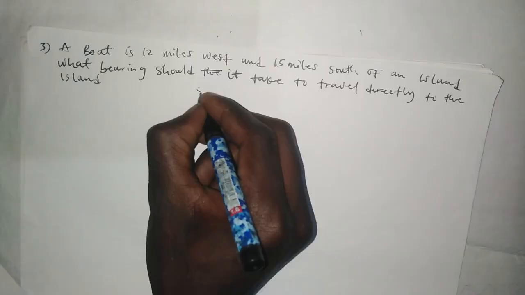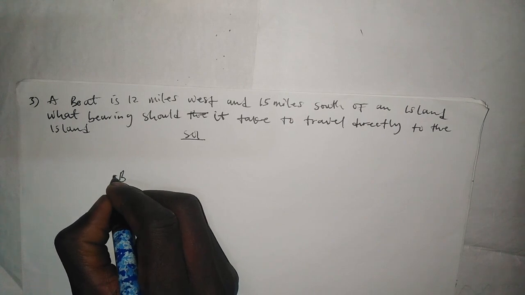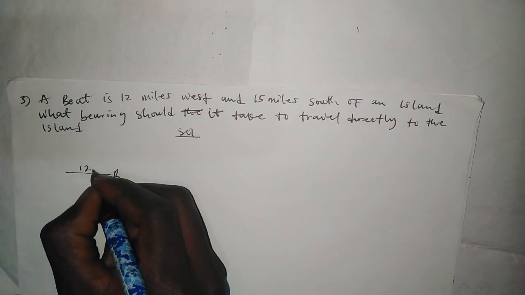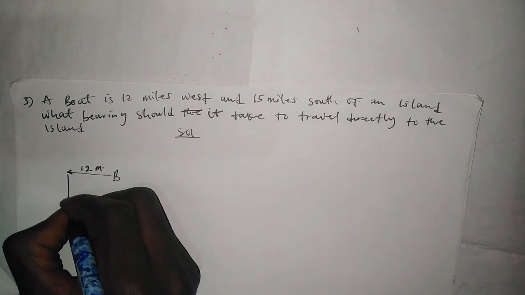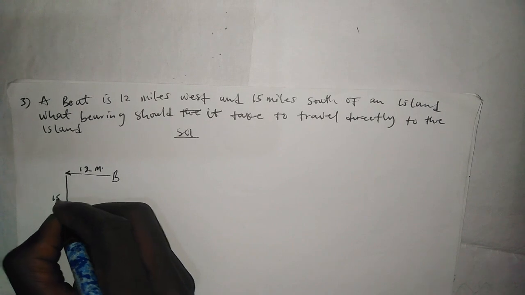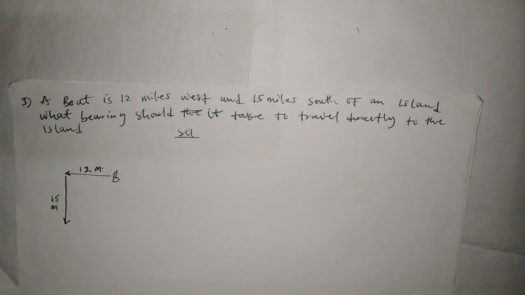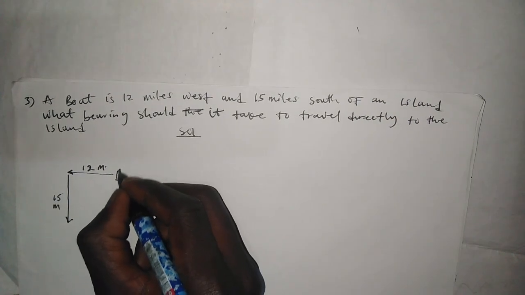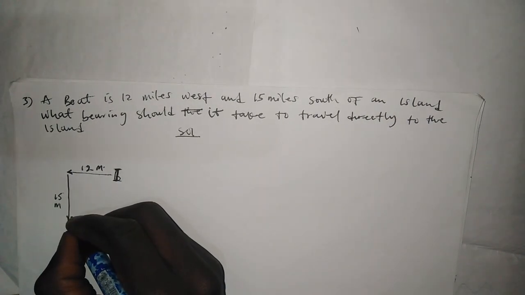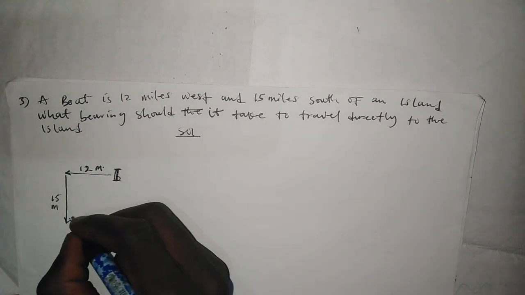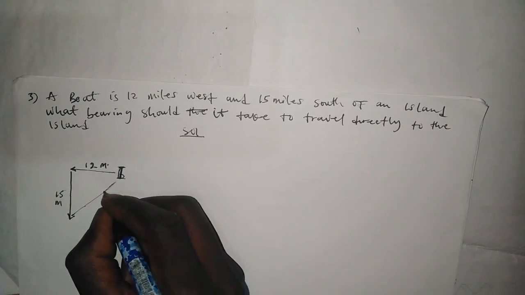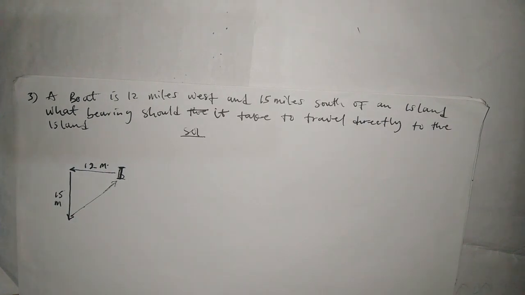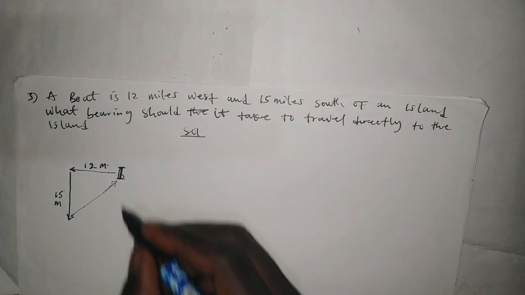Let's take another question. Question 3. The question says it is 12 miles west, use M for the miles, and 15 miles south. This is 15 miles. What bearing should it take to travel directly to the island? Sorry, this should be the island, not the boat. So if this boat is traveling, what bearing will it take to reach this island? We're having a direction like this towards the island.